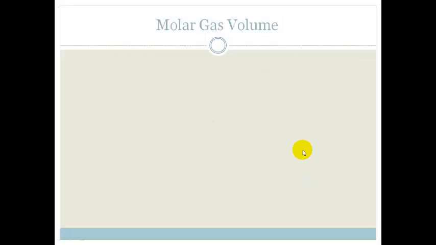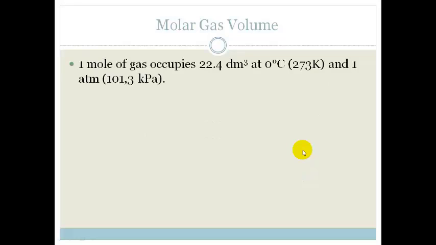Okay, right, now let's look at the molar gas volume. 1 mole of gas, it doesn't matter what it is, occupies 22.4 decimeters cubed at a specific temperature and pressure. The temperature is 0 degrees Celsius, or another way of saying it is 273 Kelvin, and the pressure is 1 atmosphere, or 101.3 kilopascals. So 1 mole of gas occupies 22.4 decimeters cubed at a specific temperature and pressure.